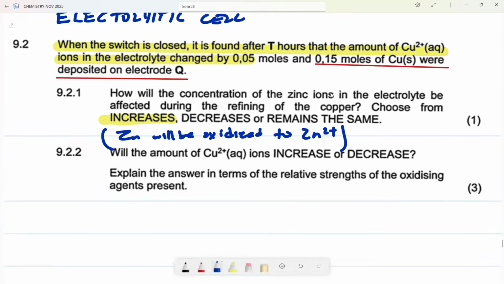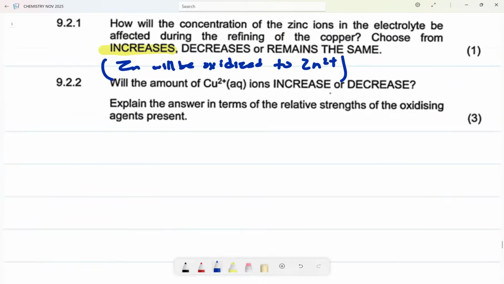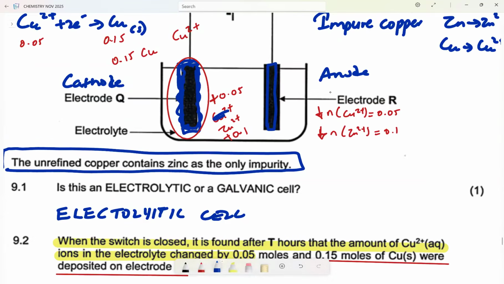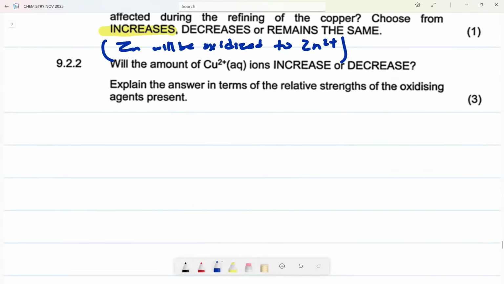Okay, yes. And now the question is, will the amount of copper ions increase or decrease? Well, they will decrease since they are forming the copper here. This concentration of Cu2+ will decrease because they are used here to form what? Copper. So they will decrease. I will also write decrease.